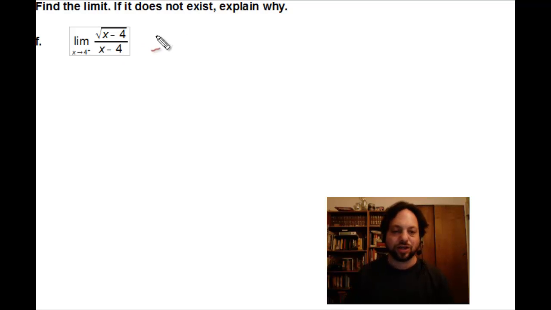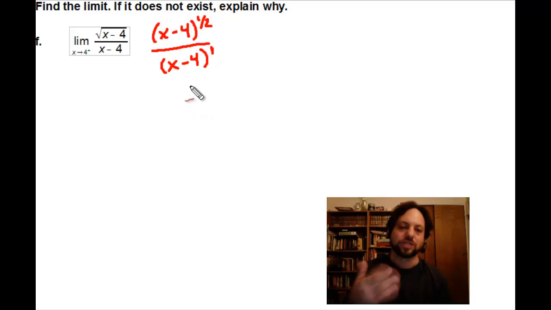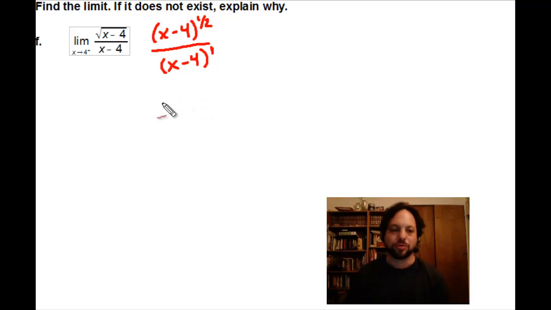So if we take a look at this, if you're not quite sure how to simplify it, it might help you if you look at it in exponential terms. So this is x minus 4 to the 1/2 over x minus 4 to the 1. And now if we use our simple algebra 2 exponent rules, what we're really trying to find is the limit as x approaches 4 from the right. Let's see, if we simplify that, we'll have 1 over the square root of x minus 4.